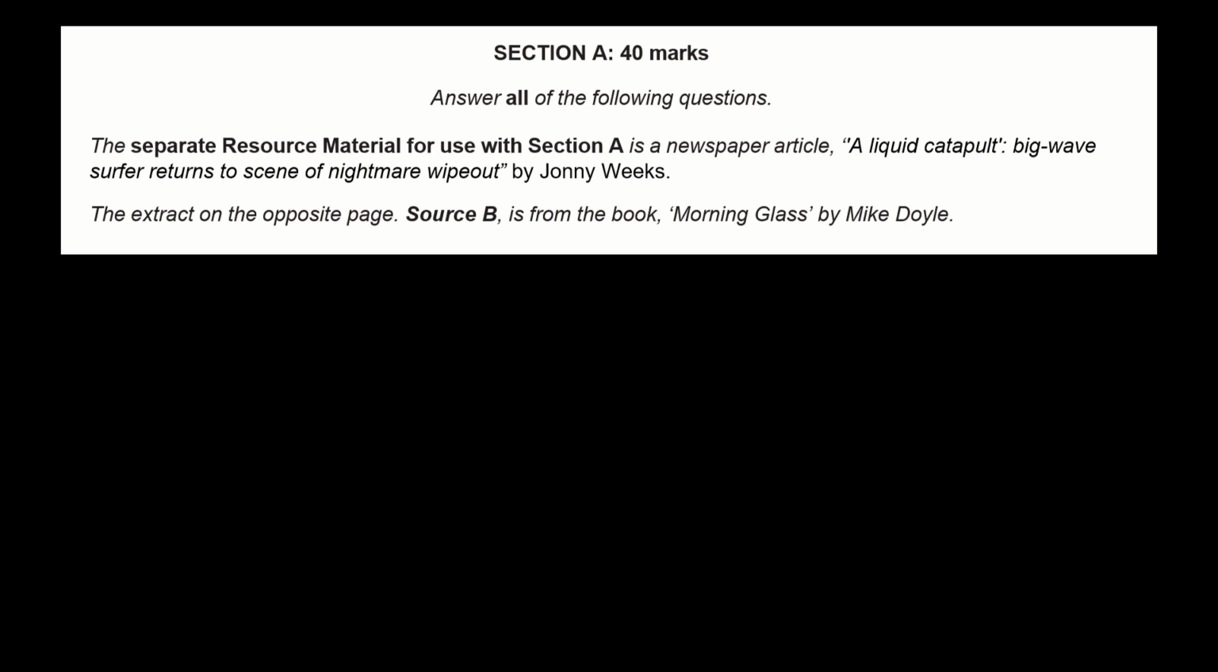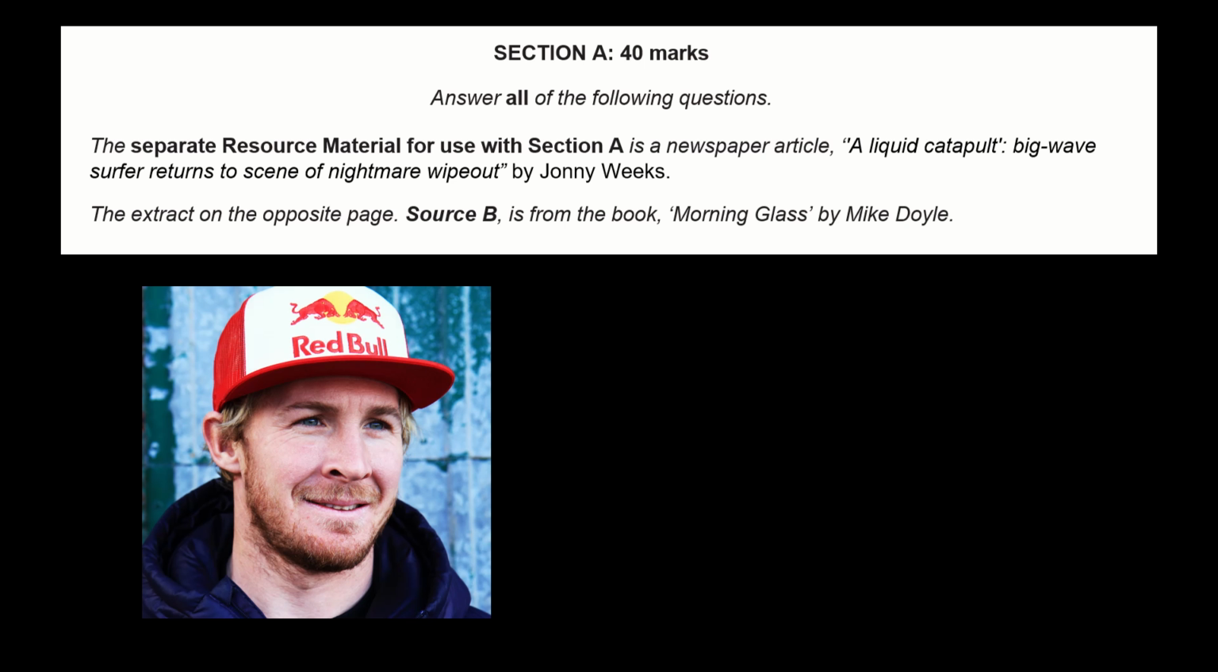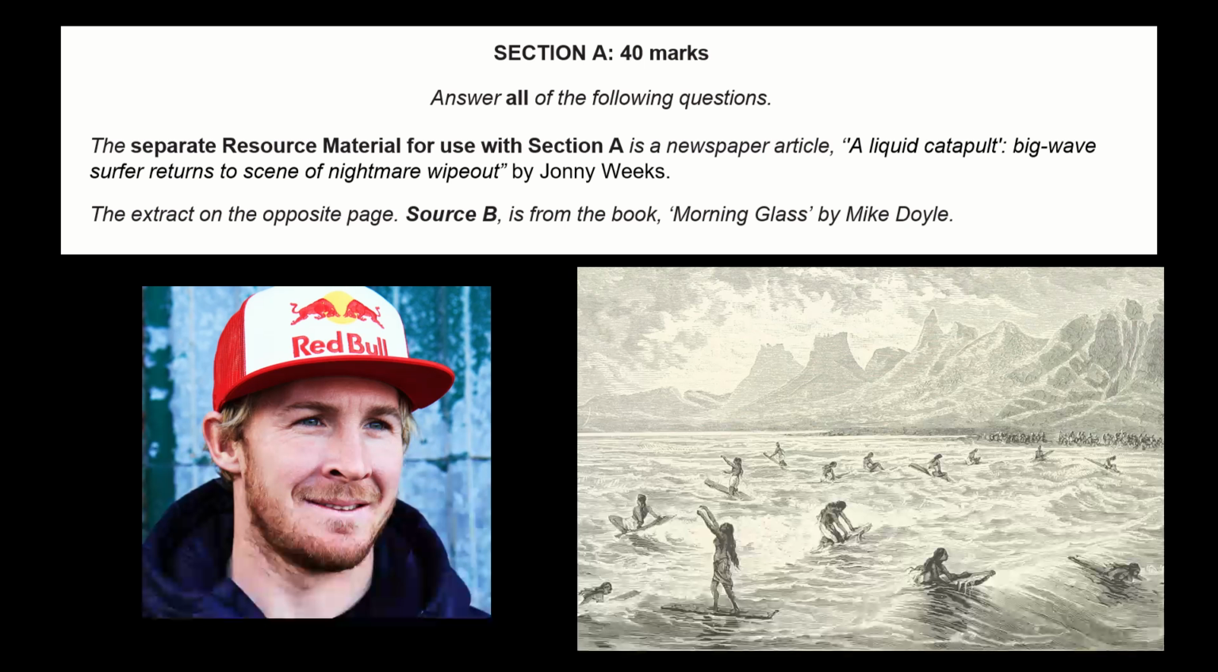And remember, paper 2 reading is always 2 extracts on a similar theme. The theme of this exam paper is surfing. So we've got a modern extract with this guy called Andrew Cotton, who suffers a big wipeout in the surf. And then we've got an old-fashioned one by a writer called Mike Doyle, which is from the Victorian age. However, we're just going to focus on questions 1 and 2, which are on the modern extract.